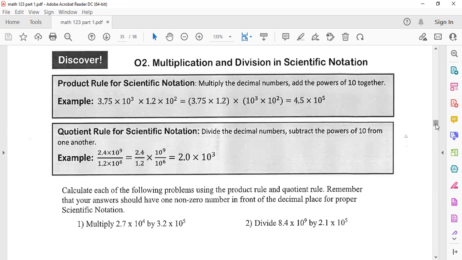Same thing for division. We're going to use quotient rule. We'll divide those numbers that are between 1 and 10. And then we'll subtract the exponents.